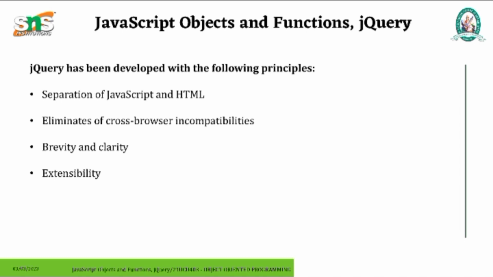The third is privacy and clarity, which promotes features like chainable functions and shorthand functions. These principles must be followed. The fourth is extensibility, which means new events, elements and methods can be easily added to the jQuery library and then reused as a plugin.